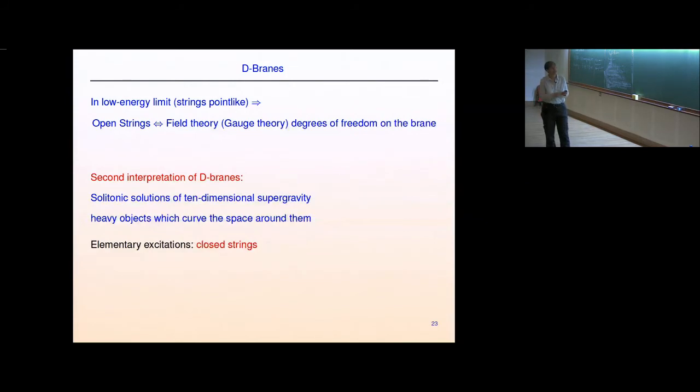So the second interpretation of the D-branes is that they are so-called solitonic solutions of 10-dimensional supergravity. Solitonic means that they're kind of wave packets which don't dissolve. In particular, in this context, these D-branes have a mass. They also have a charge, but they also have a mass. So they're very, very heavy. And so now if you put a very, very heavy object into a flat space, then this space will be curved.